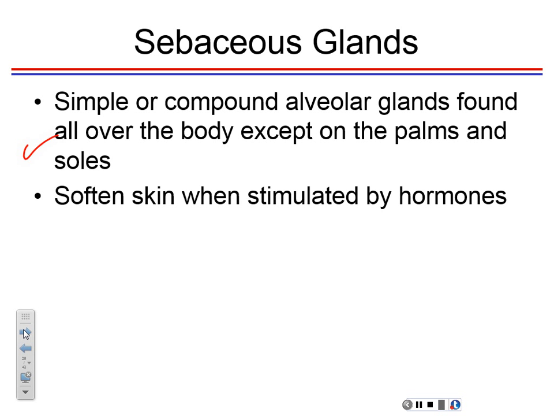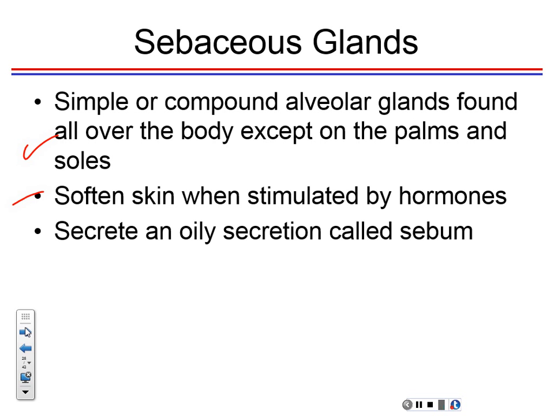Sometimes it's stimulated by hormones. That's why when you reach puberty, what happens? You start popping with pimples, because the testosterone and estrogens are stimulating the sebaceous glands, causing them to become inflamed because they're producing too much sebum, and they get blocked. That's why you get pimples at puberty, because the hormones are stimulating the sebaceous glands, which secrete oil called sebum.